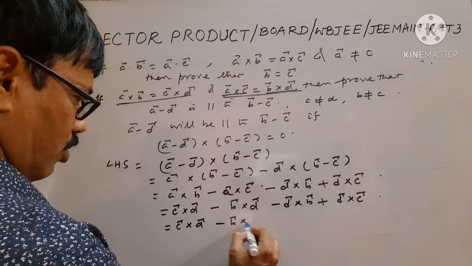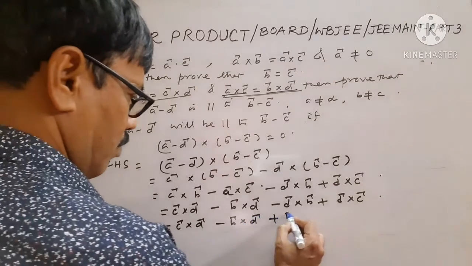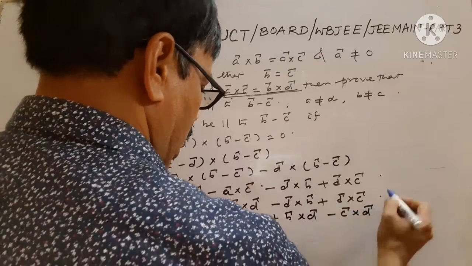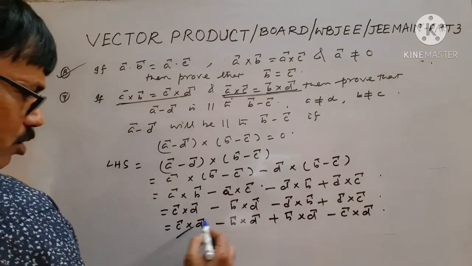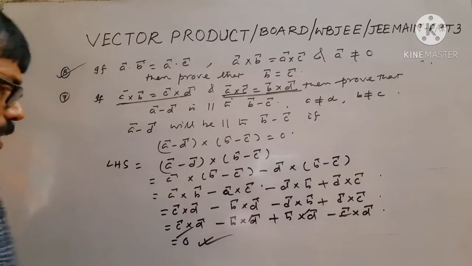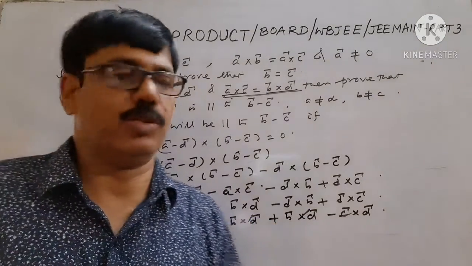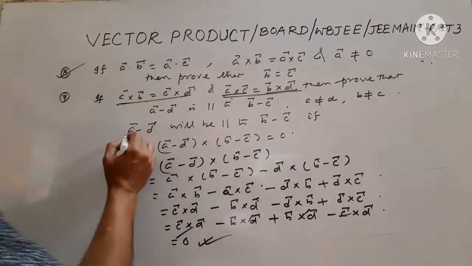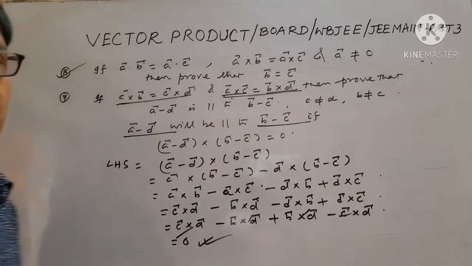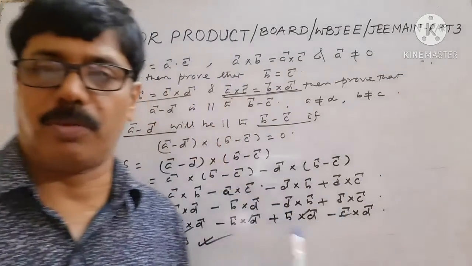This is B cross D. This is plus B cross D. This is minus C cross D. Anti-commutative. So, finally, we are getting 0. So, therefore, this one and this one are parallel. So, this is a simple problem.